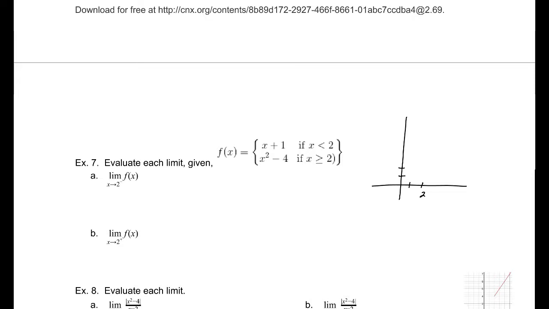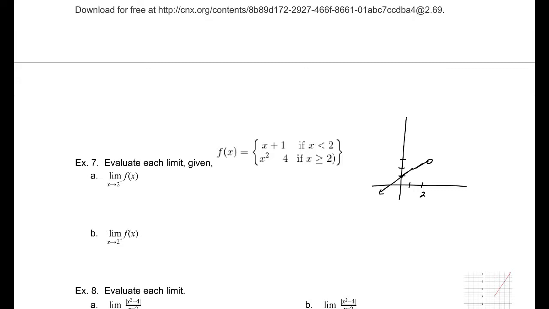Well, x plus 1 would have a value here with a slope of 1, and we would continue that way, and we would have an open circle because we're not equal to 2. So we have a graph that looks like that. And it appears to be a parabola as long as we are greater than or equal to 2.